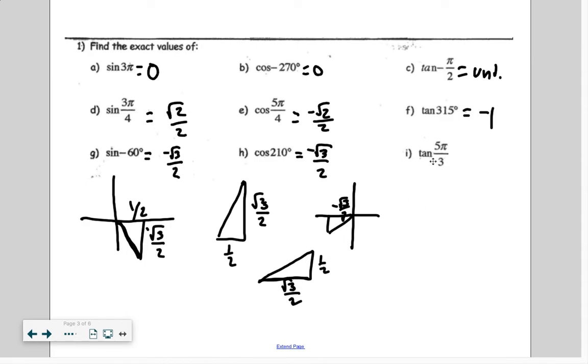All right, 5 pi over 3. Just like with fourths, I know it's a 45-degree angle. With thirds, I know it's a 60-degree angle. Sixths is 30. So you won't really see an unreduced fraction. If it is reduced, then thirds is 60. Sixths is 30.